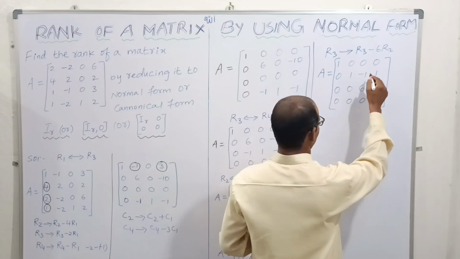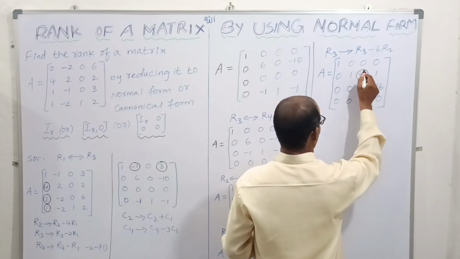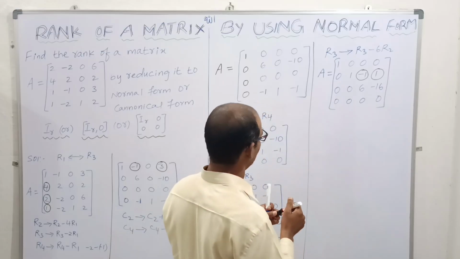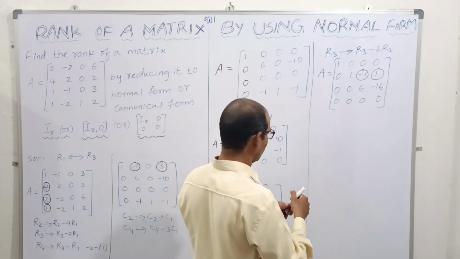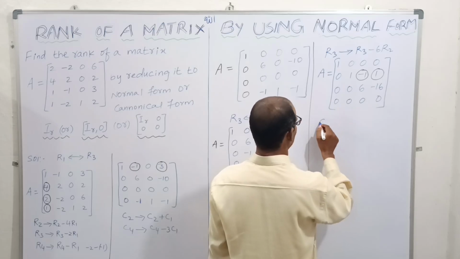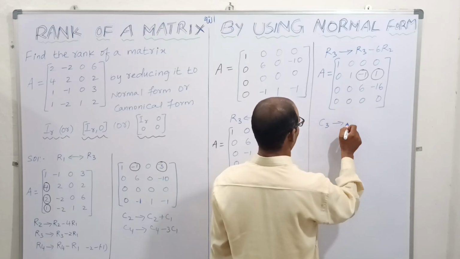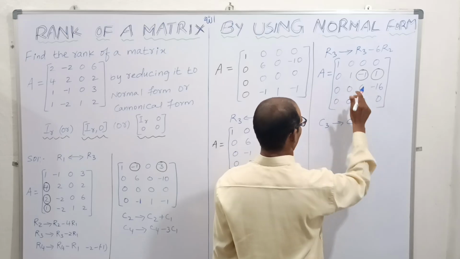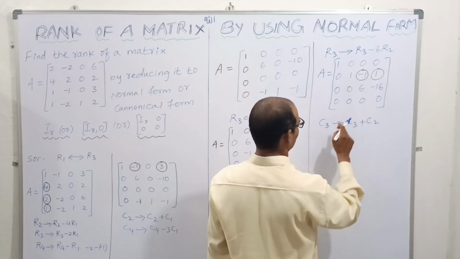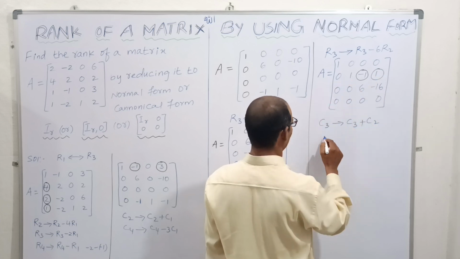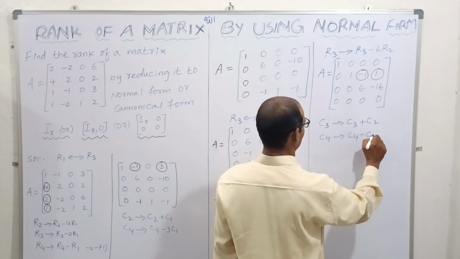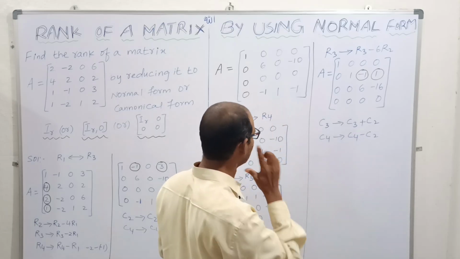Now I want to make this element as 0 and this element also as 0. So what I have to do, I have to use the column transformations. C3 is changed as C3 plus C2. Similarly, I want to make it as 0 using column 2. So C4 is changed as C4 minus C2.